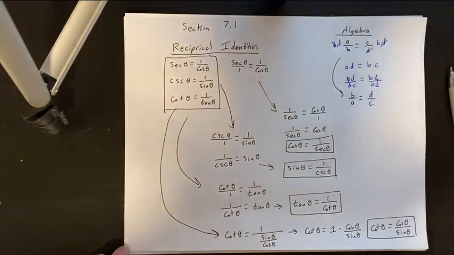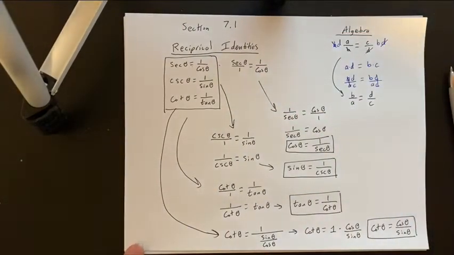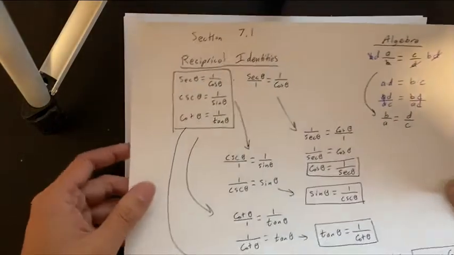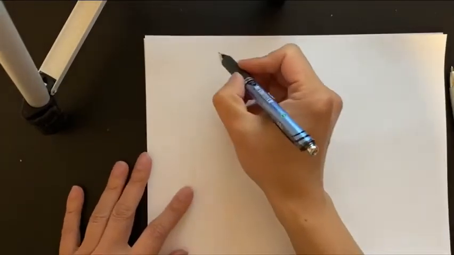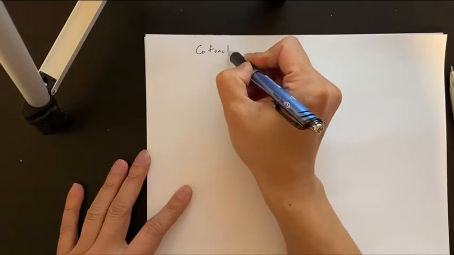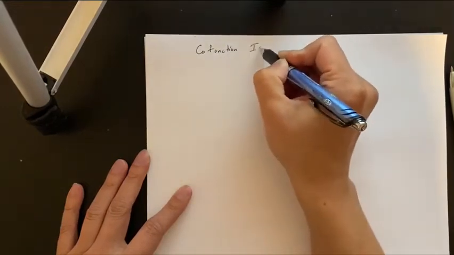Okay, so these are all the reciprocal identities. Okay. All right. The last set from section 7.1 would be the cofunction identities.